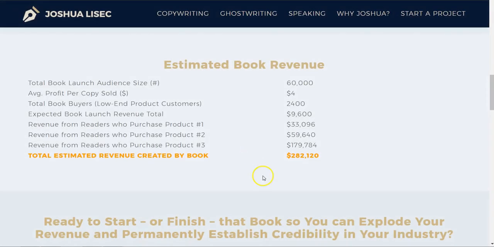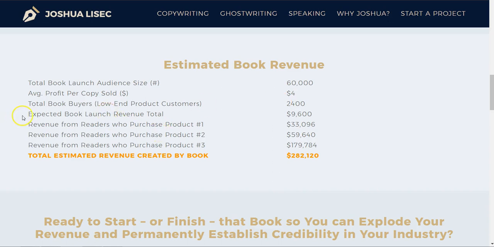And here is the grand total. So you see all of the calculations put together here. Your total audience size is about 60,000 people. Your average profit per copy sold is going to be $4, right? Because people might be buying the paperback version or they might be buying the Kindle version, the ebook version. And this is how many book buyers you're going to expect.